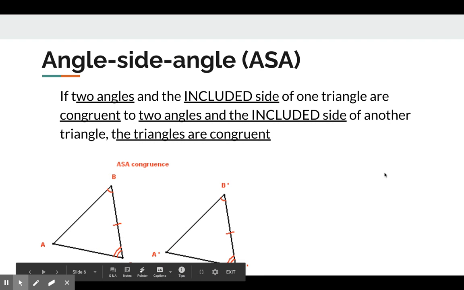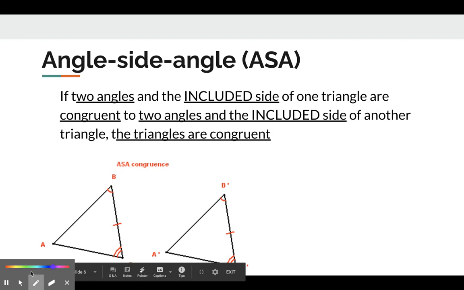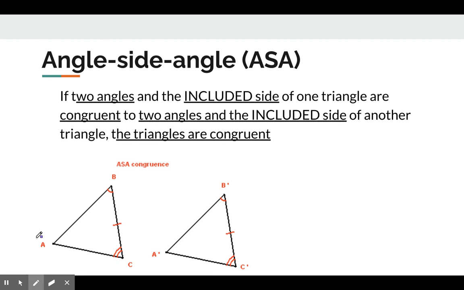Okay, angle, side, angle, or ASA. Now it's just the opposite. But again, it has to be in this specific order. If two angles and the included side of one triangle are congruent to two angles and the included side of another triangle, the triangles are congruent. And again, if you have your pencil on the page, you cannot lift your pencil up. You hit the angle first, then the side, then the angle. Remember, the congruency marks tell you which ones are congruent to each other. One bubble matches one bubble, one line mark matches one line mark, two bubbles match two bubbles.